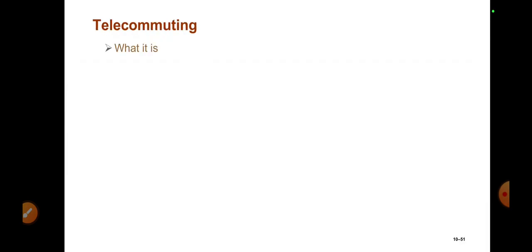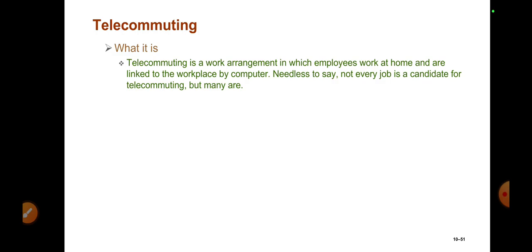Telecommuting. Telecommuting is a work arrangement in which employees work at home and are linked to the workplace by computer. Needless to say, not every job is a candidate for telecommuting, but many are. People communicate by using phone or telecommunications, and they can complete their job.